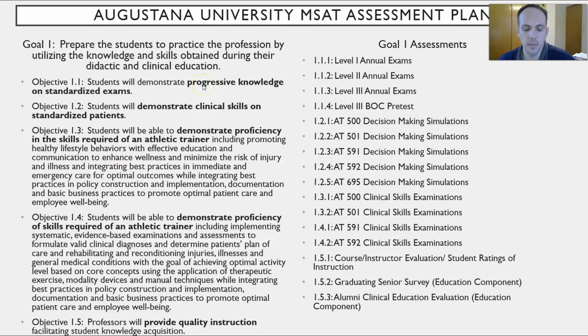So we have four goals within our program, most of them with other objectives. The first goal is basically to prepare students to utilize the knowledge and skills, very skills-based within athletic training. We have different objectives and then the assessments with that. Objective one is progressive knowledge on standardized exams, and we have annual exams that our students perform each year, and they have to pass those exams to move on. These exams include both multiple choice style questions as well as practicals and simulations. And we also have a BOC pre-test that our students take in the beginning of their final year to basically see where they are going into that final year.